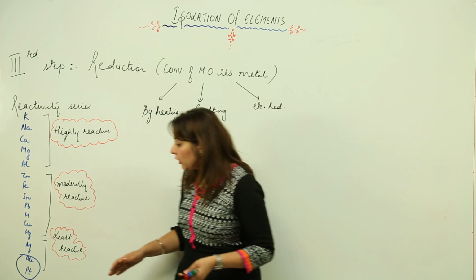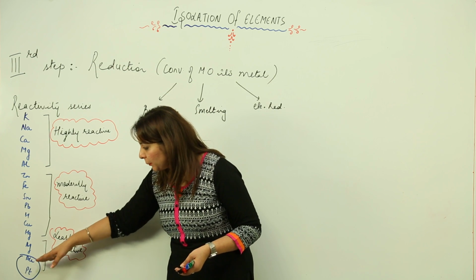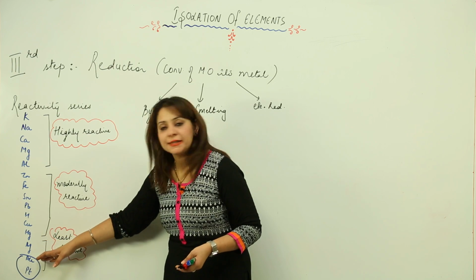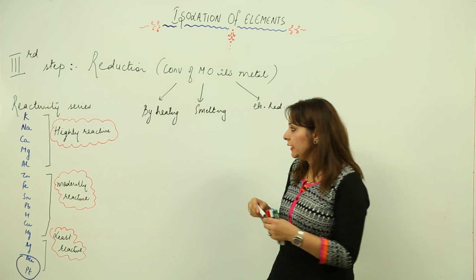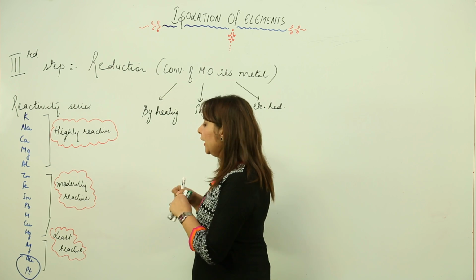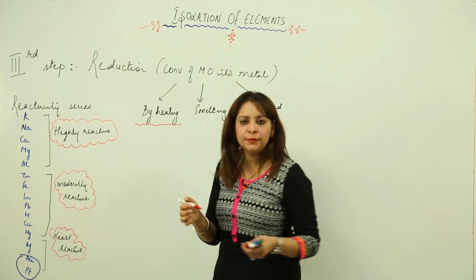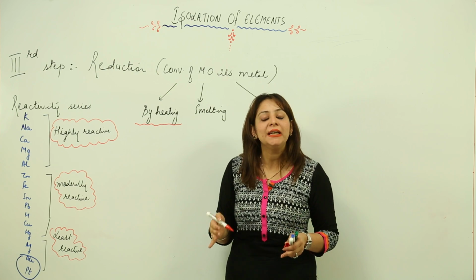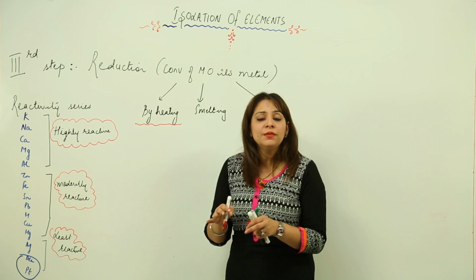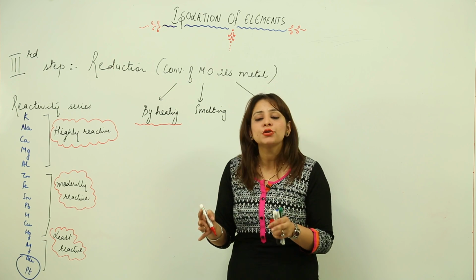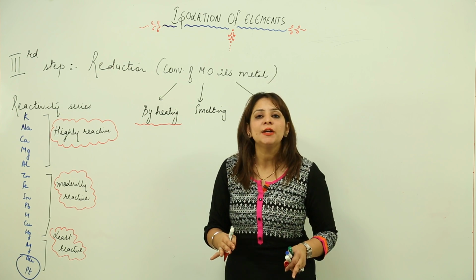But if we talk about the metals present above it, like copper, mercury and silver, we can do it by heating. As you can see, they are less reactive. I'll not use the word least reactive, they are less reactive, right? So the bond between oxygen and the metal is not so strong. So we can easily cleave that bond by heating.